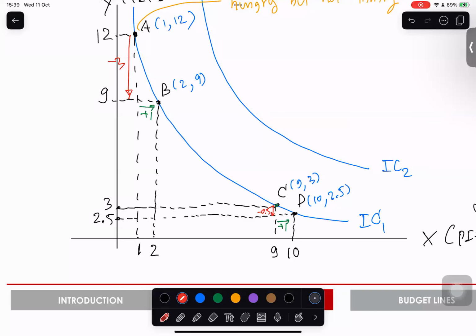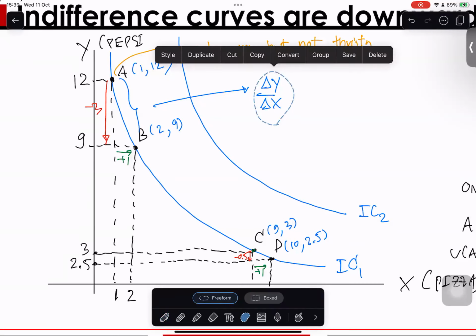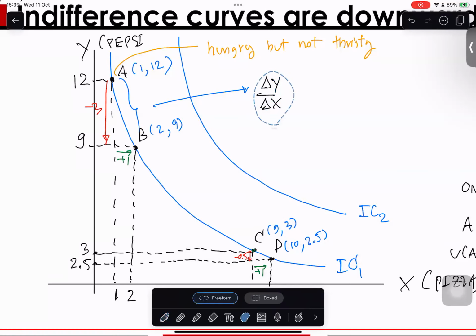Okay. The number of Pepsi he wants to sacrifice changes depending on the level of his hunger. All right, so then let's talk about this rate. If we do delta Y over delta X here, what do you get? Let's do it. He is willing to sacrifice 3 units of good Y for 1 unit of good X. So we got minus 3 here.